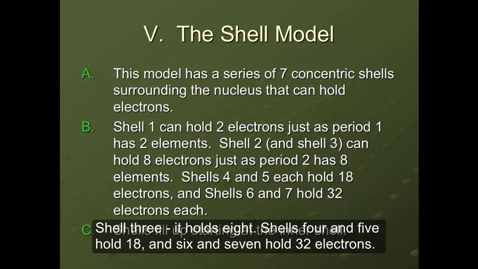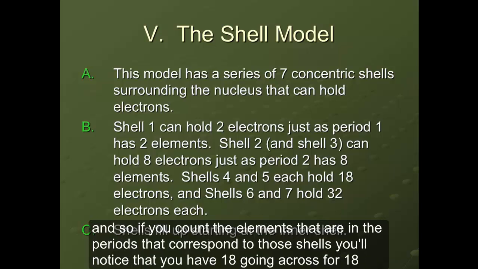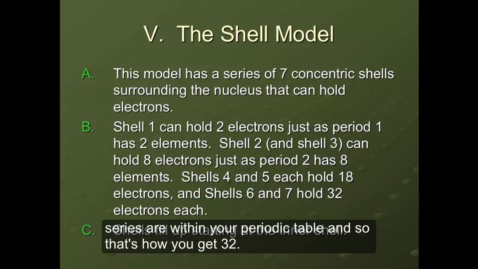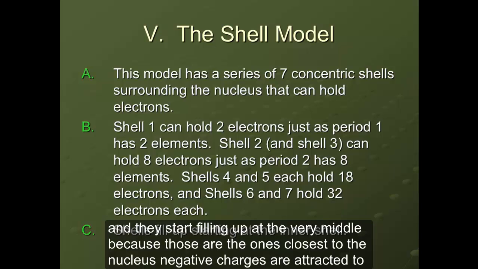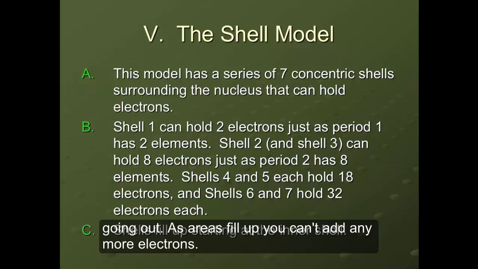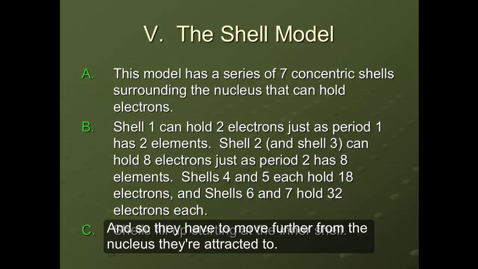Shell 3 holds 8, shells 4 and 5 hold 18, and 6 and 7 hold 32 electrons. And so if you count the elements that are in the periods that correspond to those shells, you'll notice that you have 18 going across 4, 18 going across 5, 32 for 6, 32 for 7. Keep in mind, those bottom actinide and lanthanide series are within your periodic table, and so that's how you get your 32. And they start filling up at the very middle, because those are the ones closest to the nucleus. Negative charges are attracted to positive charges, so they'll get as close as they can. And then as you add more electrons, they fill out going out. As areas fill up, you can't add any more electrons, and so they have to move further from the nucleus they're attracted to.